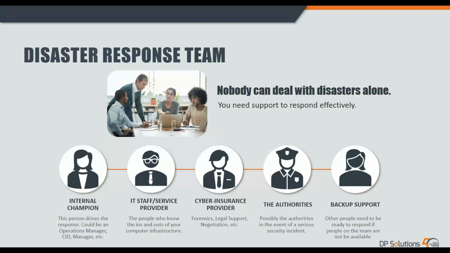We all have things going on. We go on vacations. Sometimes we get sick. Sometimes we can't come in. Sometimes something's going on, or sometimes we up and quit one day. We get a new job, and so we have to have contingency plans in place for the people on our disaster team.